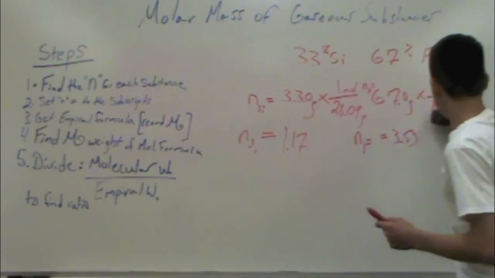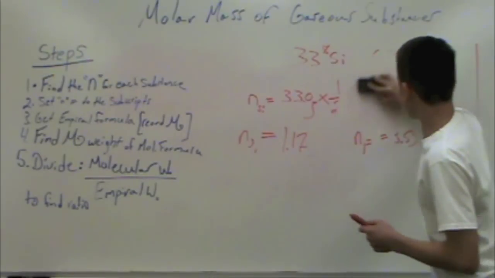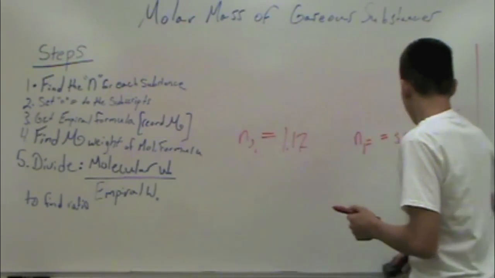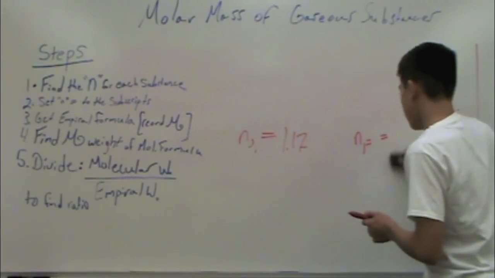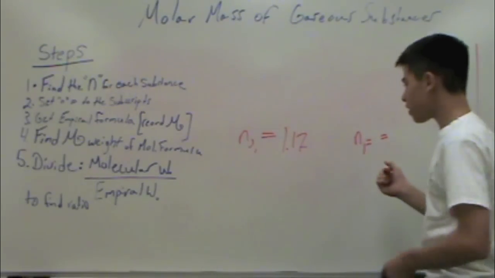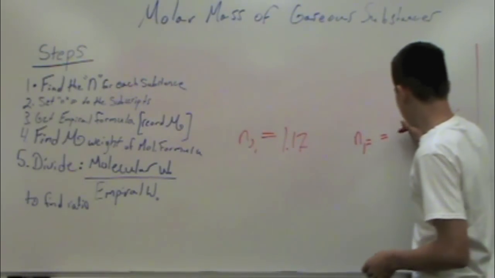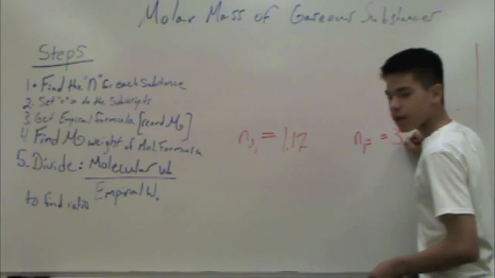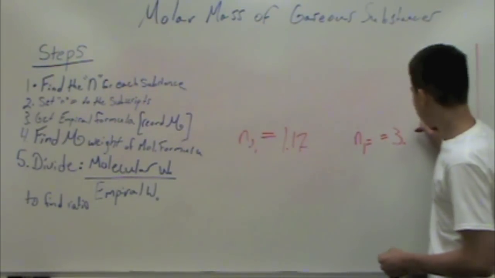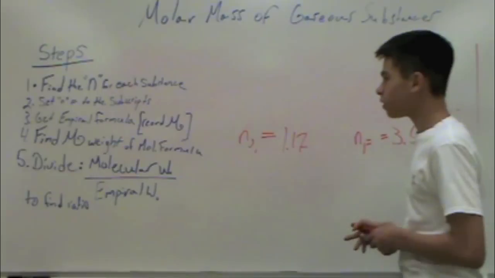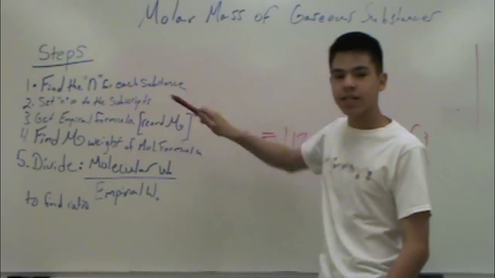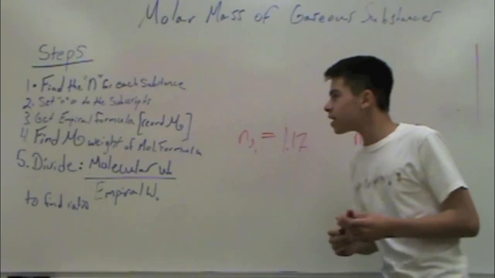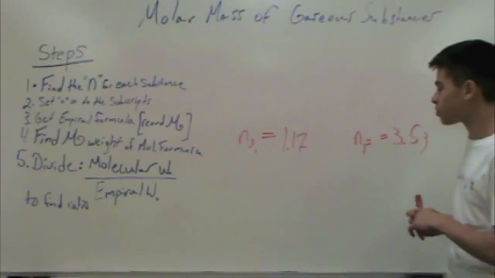So let's go ahead and erase this and get this out of the way. We know that our number of moles of silicon is 1.17, and our number of moles of fluorine is 3.53. So our second step says to set N equal to the subscripts.